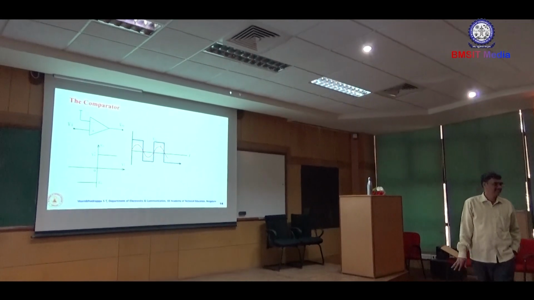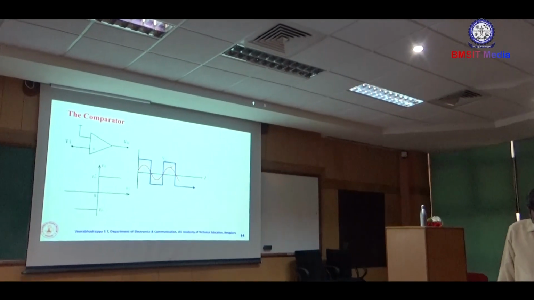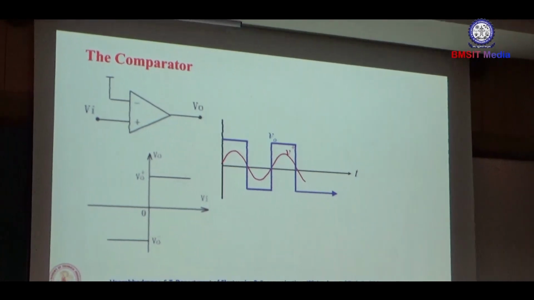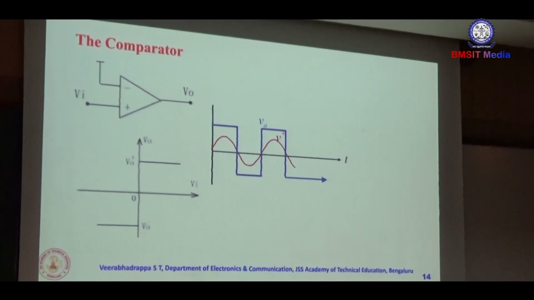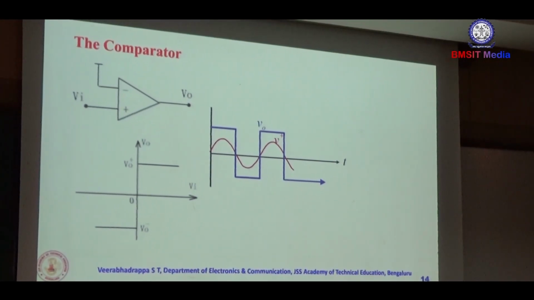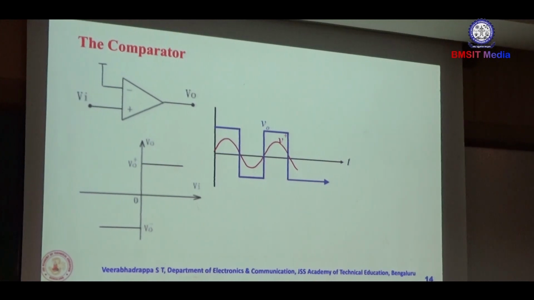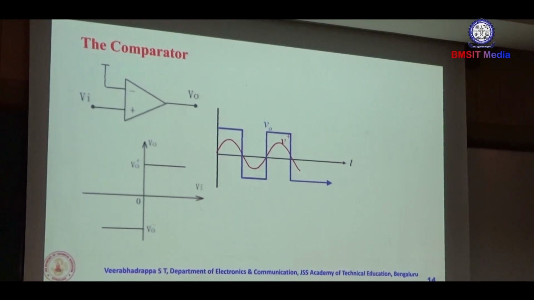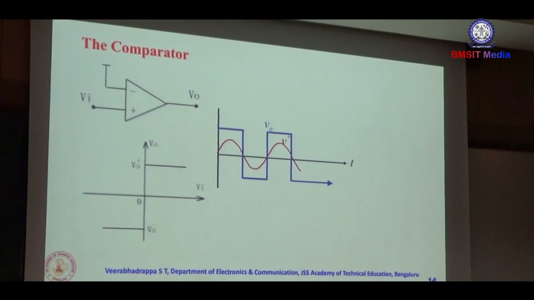This point is there. Next, what do you mean by comparator? Let's see, normally the operational amplifier is used as a comparator. In most cases, the simplest example is a zero crossing detector.